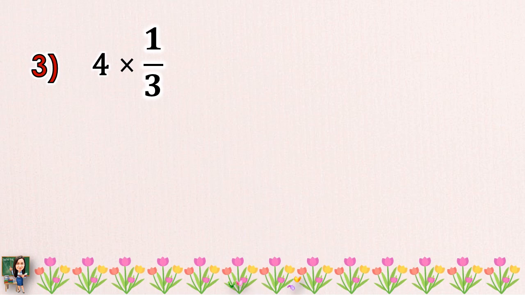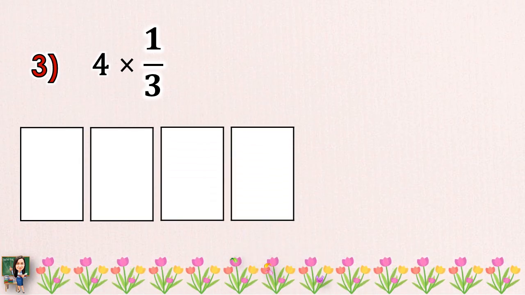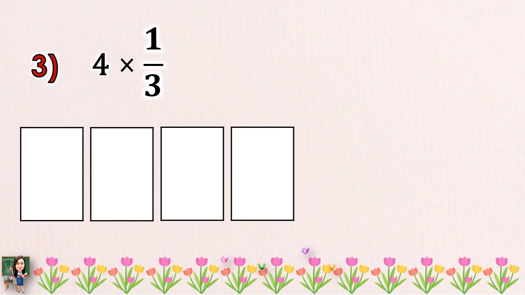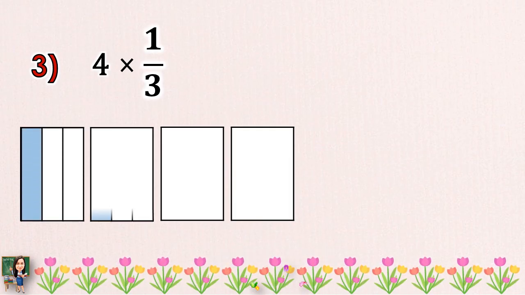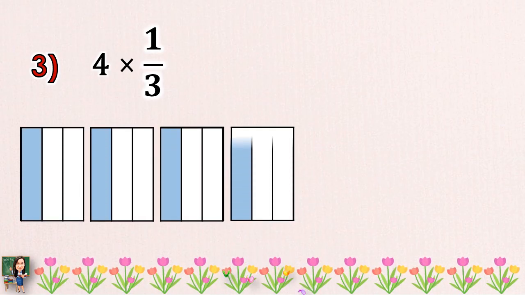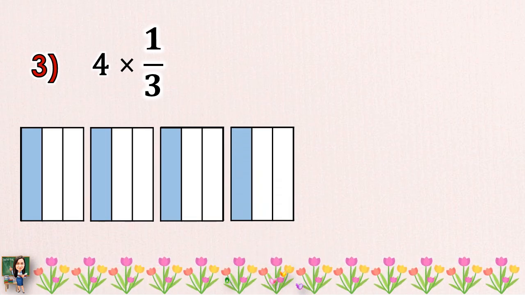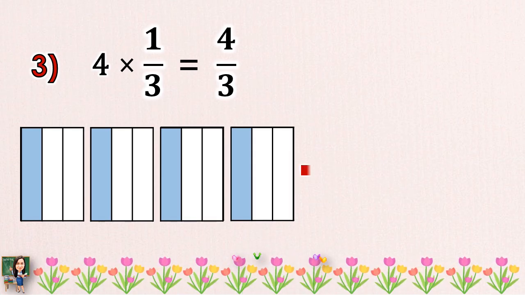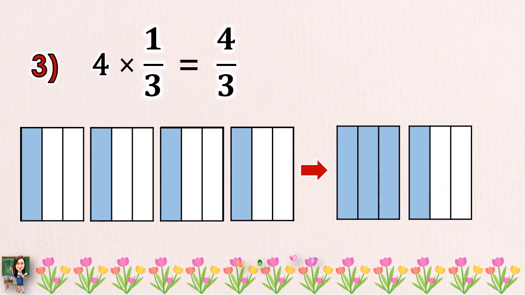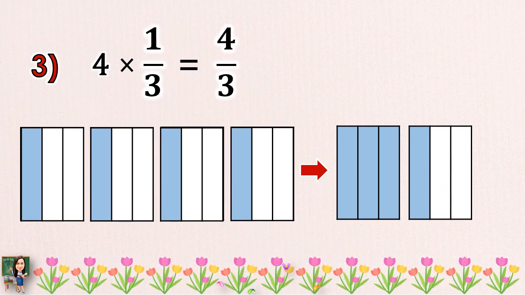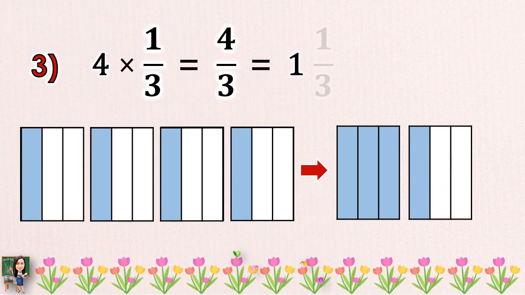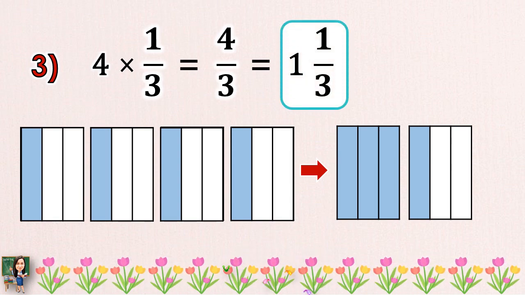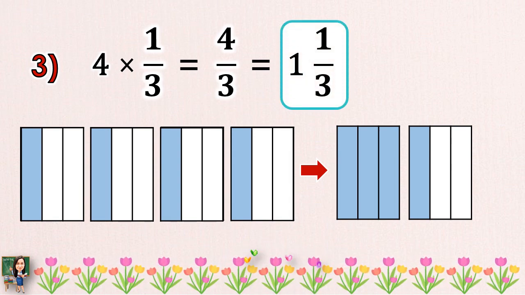Number 3. 4 times 1/3. Draw 4 rectangles. 1, 2, 3, 4. Then divide them into 3 equal parts with 1 shaded part. 1/3, 1/3, 1/3, 1/3. Multiply 4 times 1 equals 4/3. This is an improper fraction. This model shows 4/3. Change 4/3 into a mixed number. The answer is 1 and 1/3. So the second model shows 1 whole and 1/3.